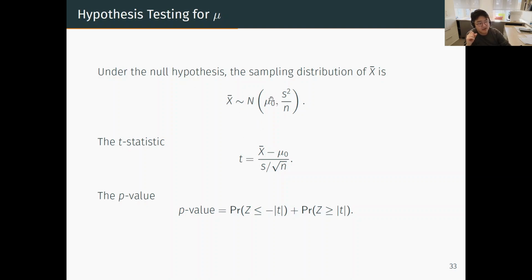And especially, I want to re-emphasize the mean is the null hypothesis. You are still believing your hypothesis, right? And then standardize the observed sample mean, and then calculate the p-value. That is how we implement hypothesis testing.